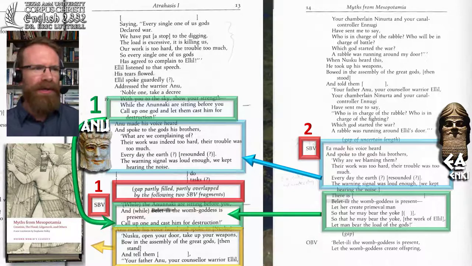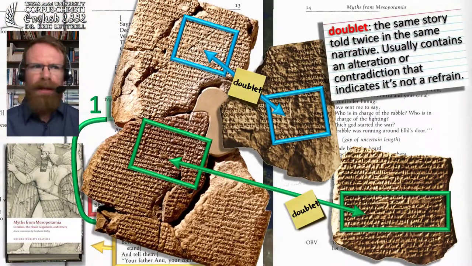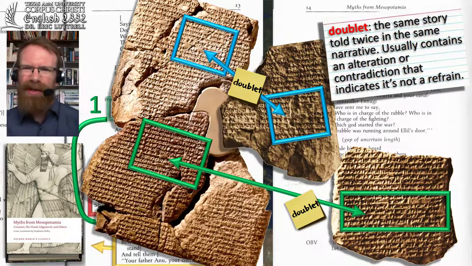And the clue, even if she didn't tell you that, you would know because here's the same event described over again in different terms with slight alterations. So a doublet is the same story told in the same narrative twice. And it usually contains some sort of alteration or some sort of contradiction that's the kind of thing that would not normally be in a refrain. So it's as if we've got this gap and we take a chunk of one story, try to cram it into another story, and it kind of sort of fits, but not quite.